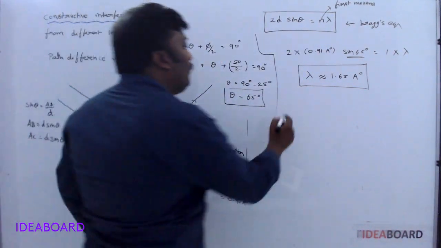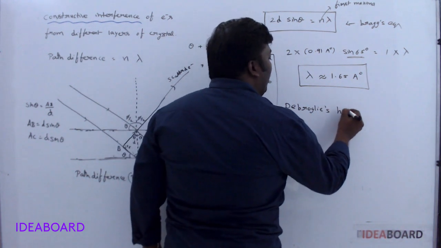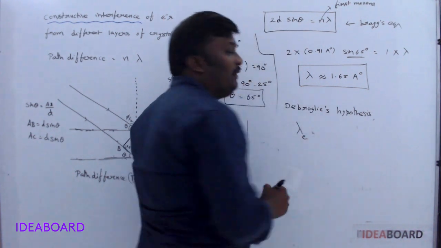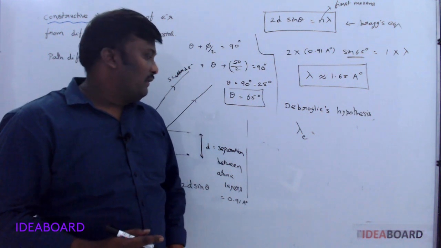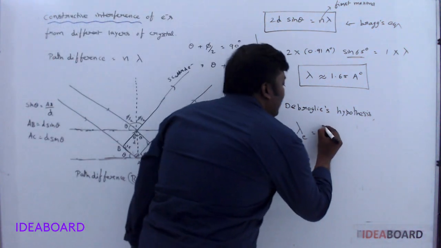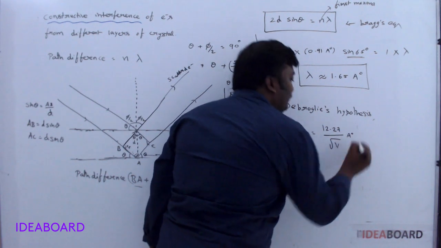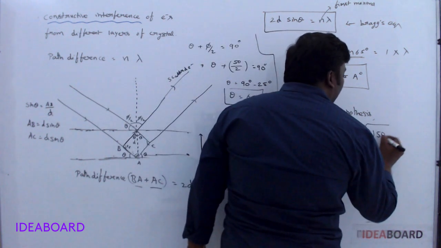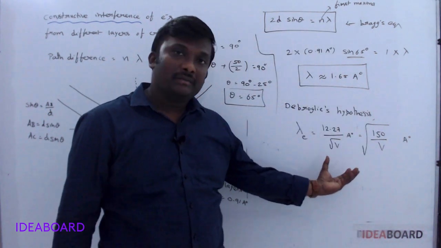Clear? But we know the de Broglie hypothesis. From de Broglie hypothesis, what we found? There is a formula for the wavelength of electron. Do you remember? Wavelength of electron from the de Broglie hypothesis value is 12.27 by root V angstroms. Otherwise, another formula I said, root over 150 by V. The previous class only we discussed this one.